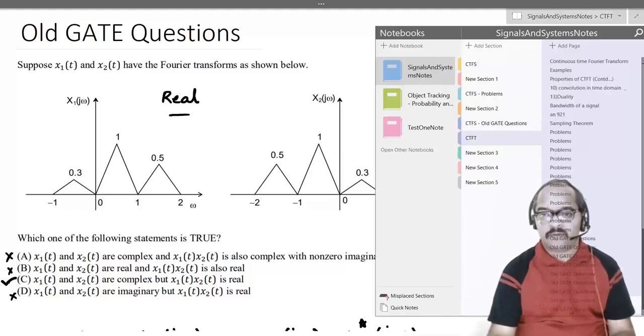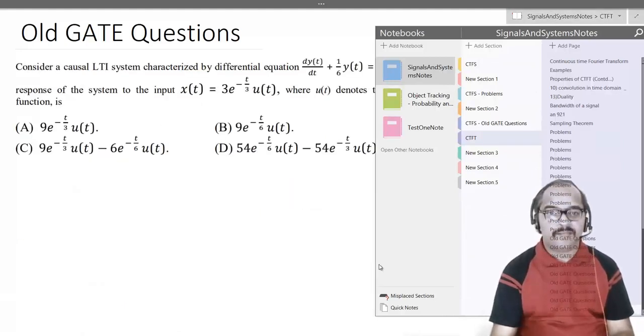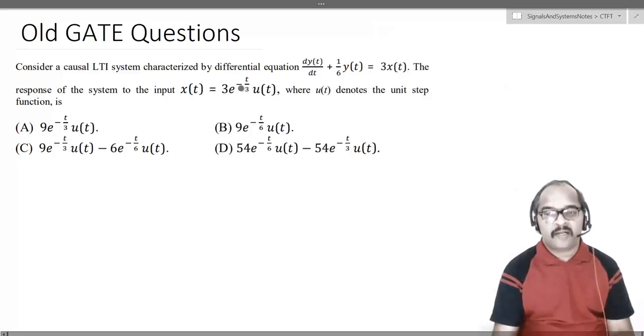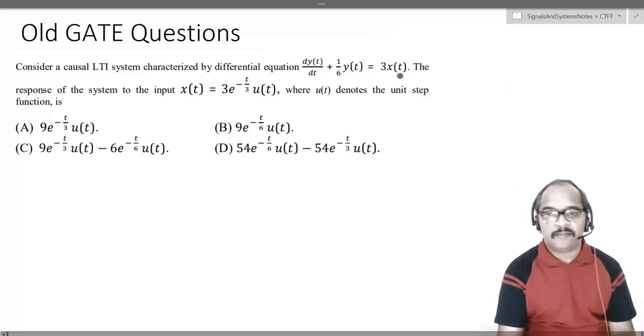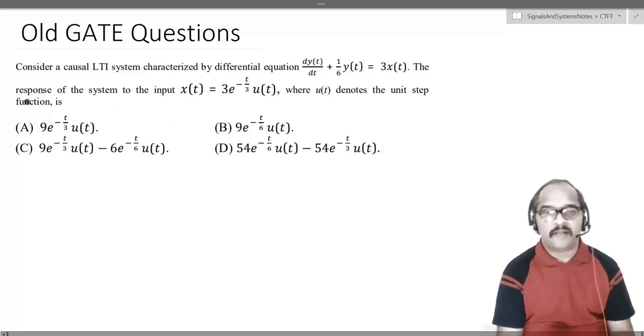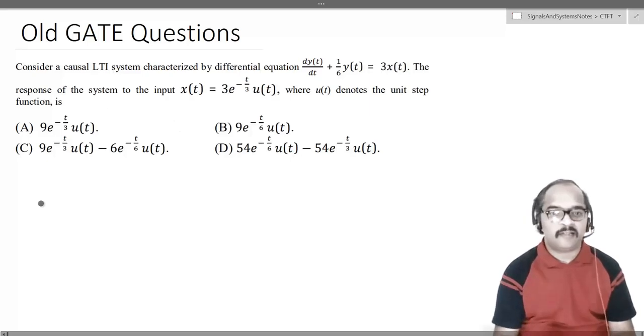Right. Let's go to the next problem, which is this one. What is given? An LTI system with a differential equation is given. The input is given to be e power minus t by 3 u of t. You have to find the output of the system. See the response of the system to the input, which is nothing but the output.